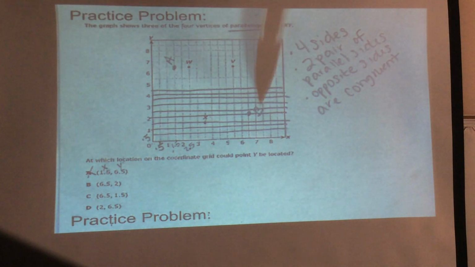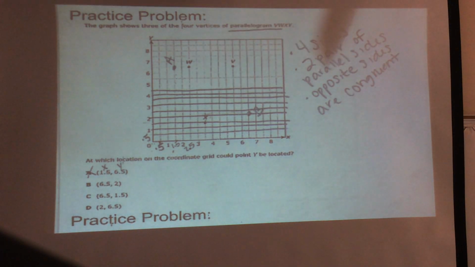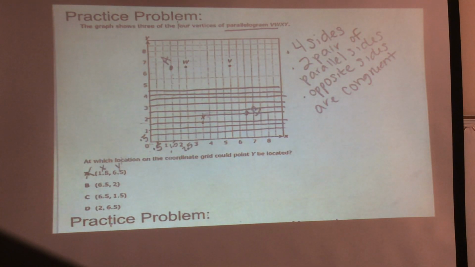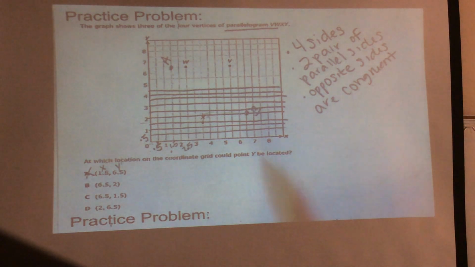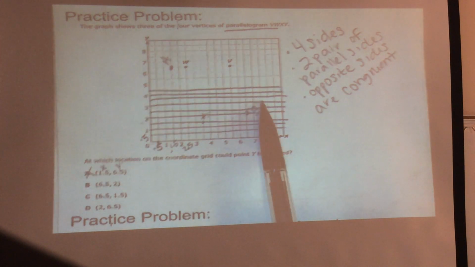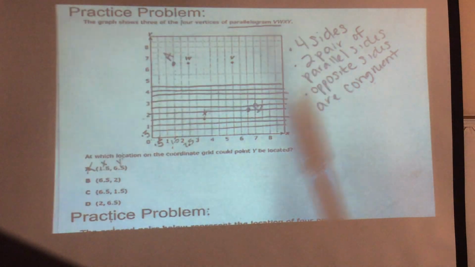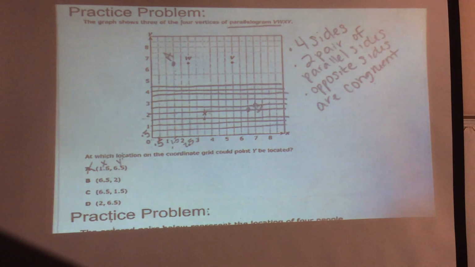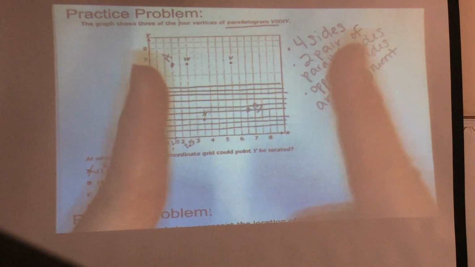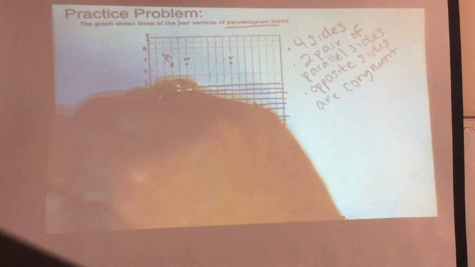If you look, point B is not on the same line as point X. That's probably not going to work because I need 2 pair of parallel sides. If I extend this, since these are not level, it is eventually going to overlap with these lines. To be parallel, they have to be the same distance apart the whole time and never ever cross. So point B is not going to be my answer.